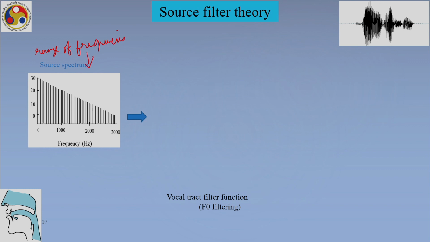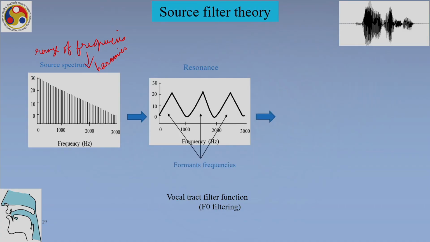Okay. And these range of frequencies can also be called harmonics. As we saw in the last class, harmonics are the integer multiples of the fundamental frequency, and now this goes through what we can call a resonating chamber. Once it goes through a resonating chamber, this results in your formant frequencies with these peaks. Okay. So basically this is what the filter does.